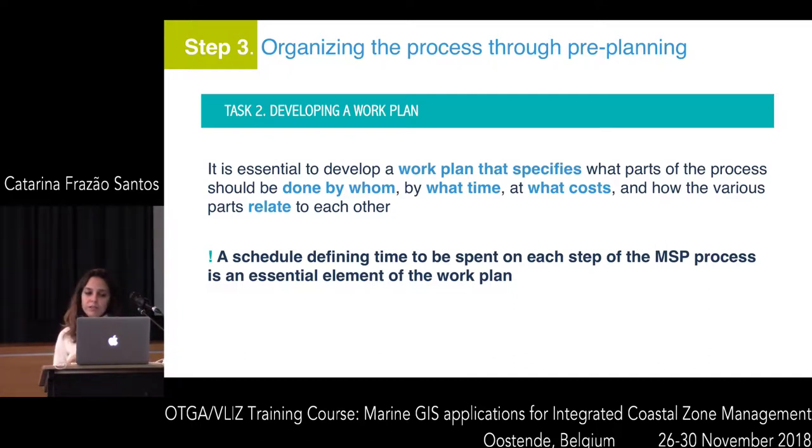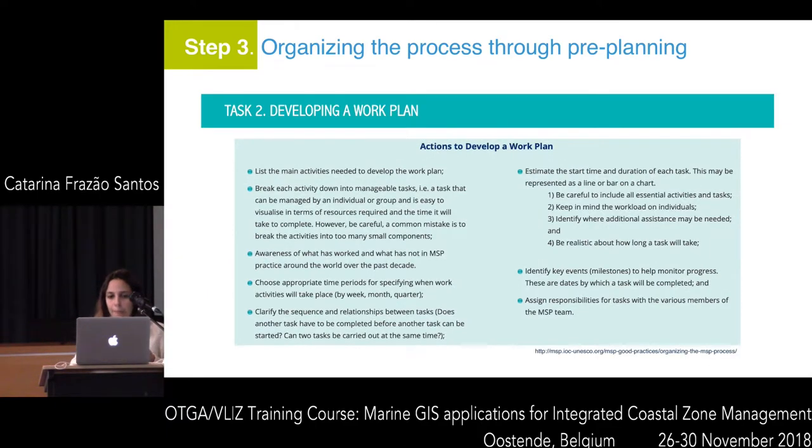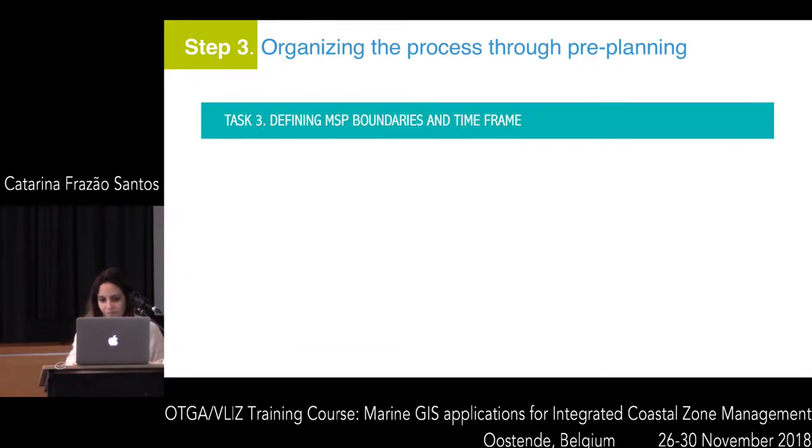An important tool to do this is having a schedule, also defining the time to be spent on each step. This will help to keep track of the evolution of the process. And these are types of actions that can be carried out to develop a work plan. List the main activities needed to develop the work plan. Be aware of what has worked and what has not worked in MSP practice around the world. Assign responsibilities for tasks to the various members of the MSP team. And there are a lot more.